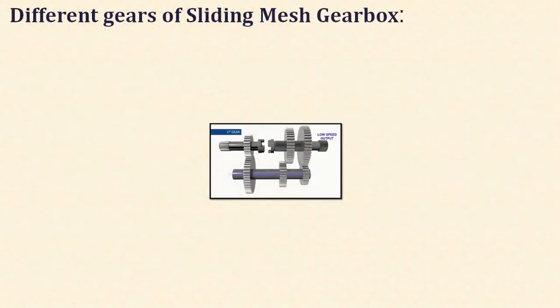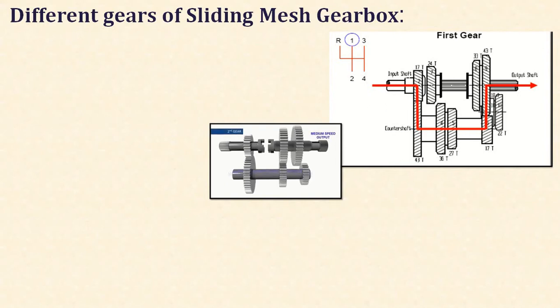First is the first gear. The figure shows how the power is transmitted. The numbers of teeth provided are shown in this figure: this is 43 teeth, and this is 17 teeth, 24 teeth, 33, 43. These are the numbers of gear teeth mounted on the input shaft, and this is mounted on the counter shaft, also called the lay shaft, and this is the main shaft.